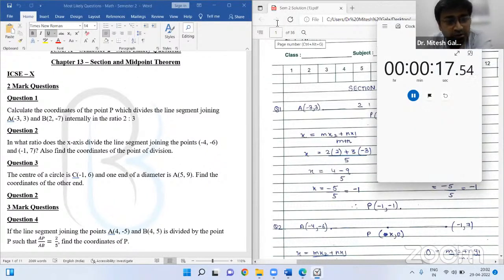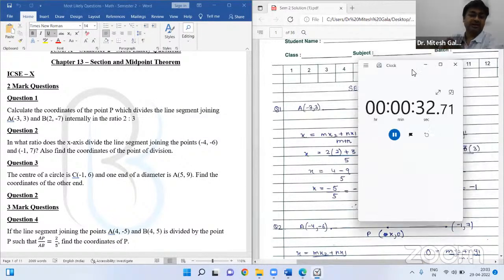Okay. So, question 2. In what ratio does the x-axis divide the line segment joining this and this, and find the coordinates of the point of division. I'm not even giving you any clue right now, only later on once you are done. Your time is already up, 30 seconds. Another 1 minute, I'll wait. Come on.